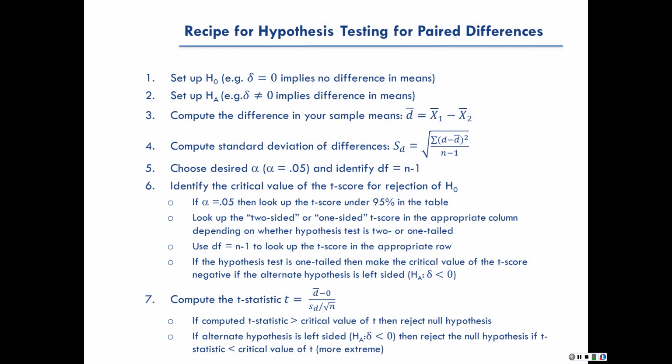The next step, just like we did before, is to identify the critical value of the t-score for the rejection of the null hypothesis. This is no different than before for finding the critical value of the t-score. The next step is computing number 7, the t-statistic, which again is a little different for the differences. Once you've computed the t-stat, if it's greater than the critical value of t that you looked up in the table, then you reject the null hypothesis. Again, remember, if your alternate hypothesis is left-sided, then you reject the null only if the t-statistic is less than the critical value of t.